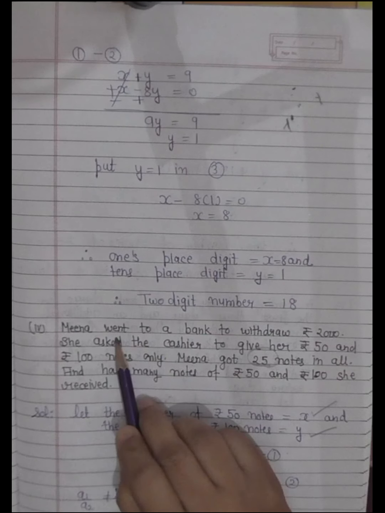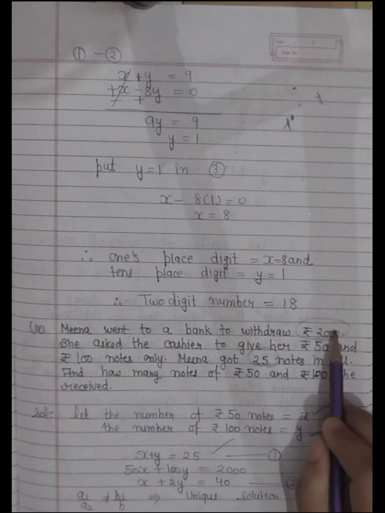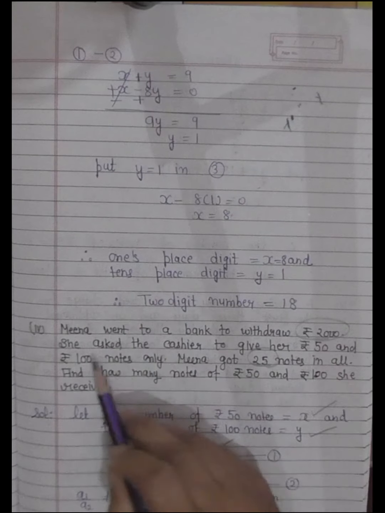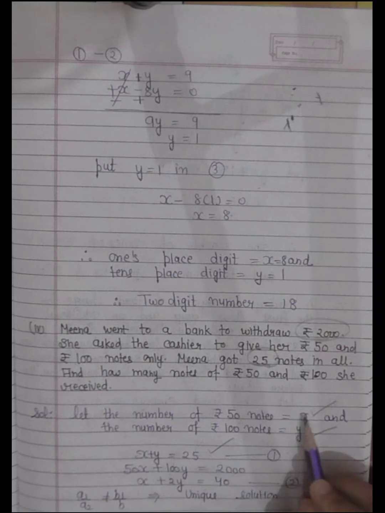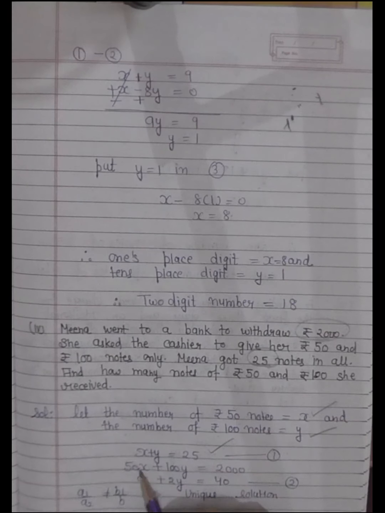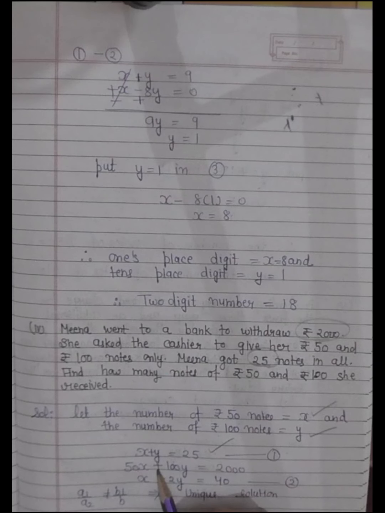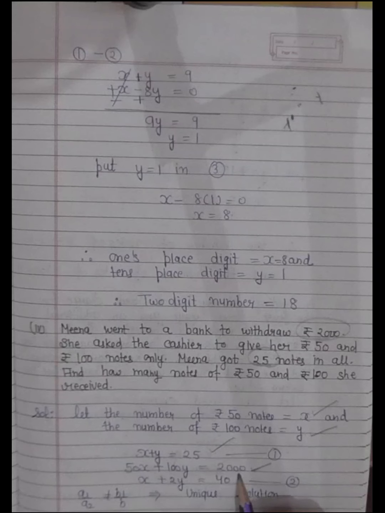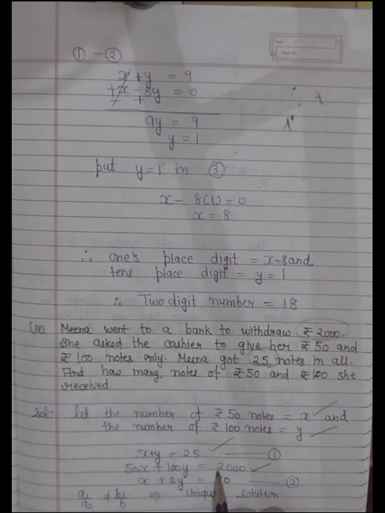Now she went to a bank to withdraw rupees 2000. It means she has 2000 rupees, and she has 50 rupee notes and 100 rupee notes. So we will multiply 50 by x and 100 by y, and then we will add both. We will get the total money she has, and the total money she has is 2000. So 50x plus 100y will be equal to 2000.